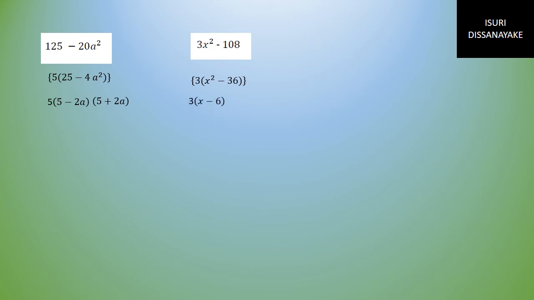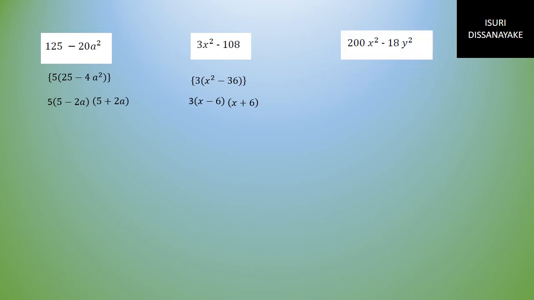Same thing, we have to bring the common factor out. The common factor here is 5 and you're left with 25 minus 4a squared. So we have 5 out there, (5 minus 2a)(5 plus 2a). We have 3x squared minus 108. Let's bring 3 out from the bracket. Now we have x squared minus 36. So we have 3 times (x minus 6)(x plus 6).